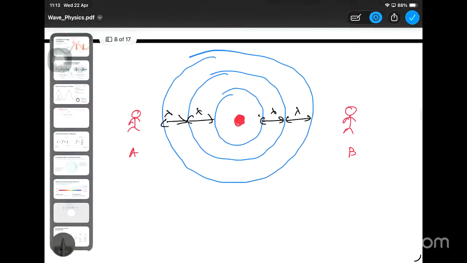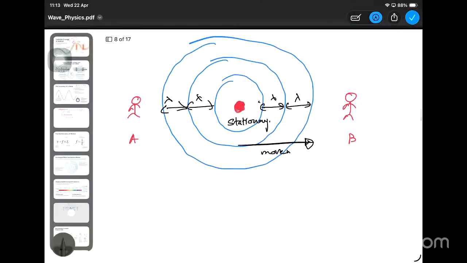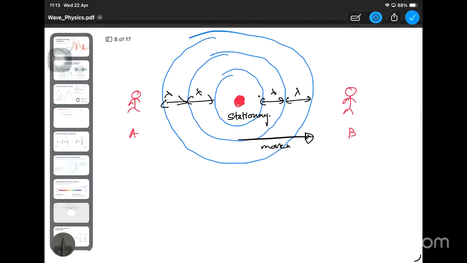So now this sound source is stationary, right? It's not moving towards A or B. But the situation becomes a bit complex when the stationary sound object or the sound generator starts to move. So just imagine it is starting to move in this direction. It can be either the observer or the sound generator. It depends actually. It doesn't matter, can be either one.